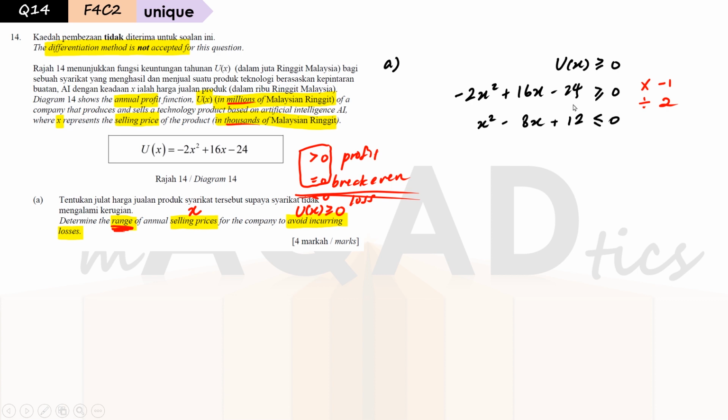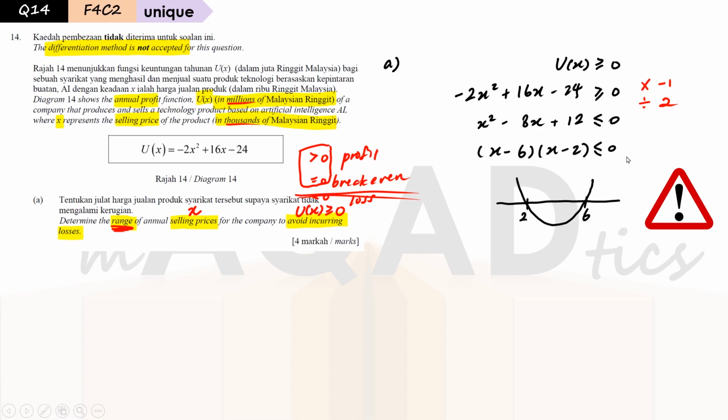Alright, so now we have a quadratic inequality. Now we can use factorization and insert this into the calculator to find the two x value answers, which are 6 and 2. And since this is a quadratic inequality, we need to use another way to find the answer. So we are going to use this graph method. This is known as the graph method.